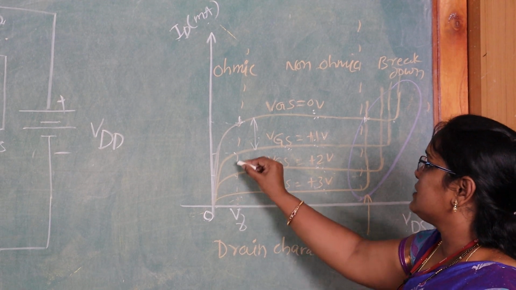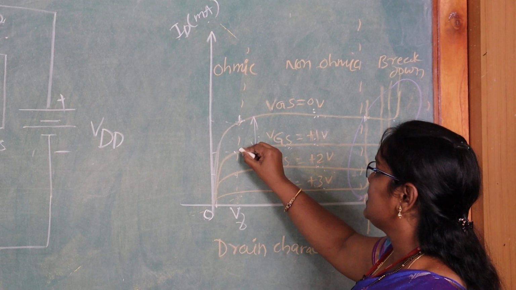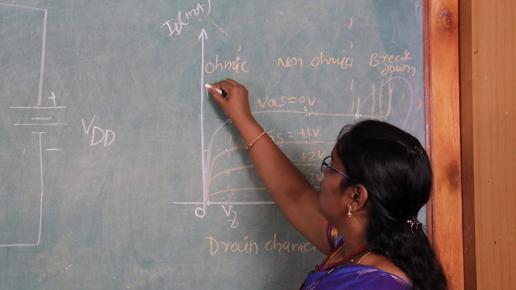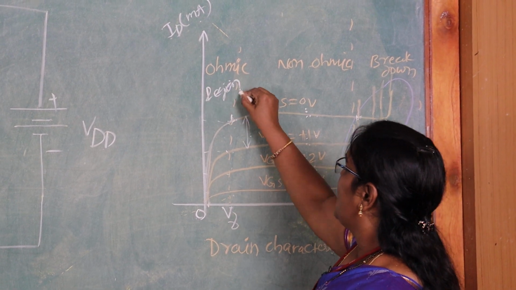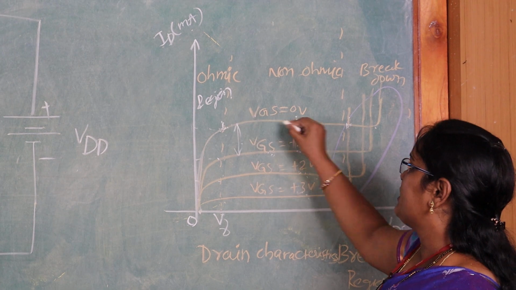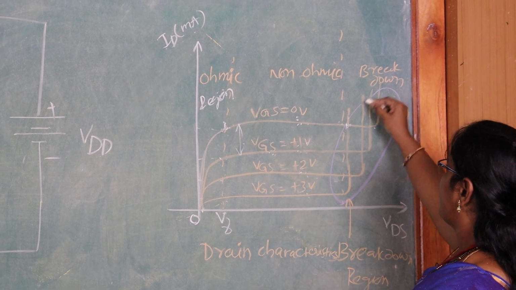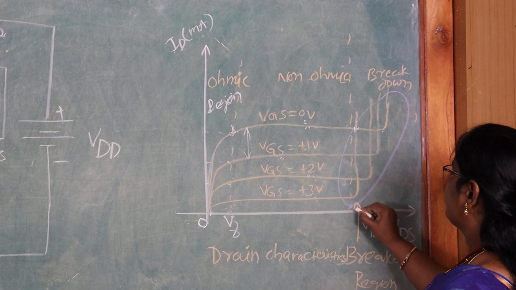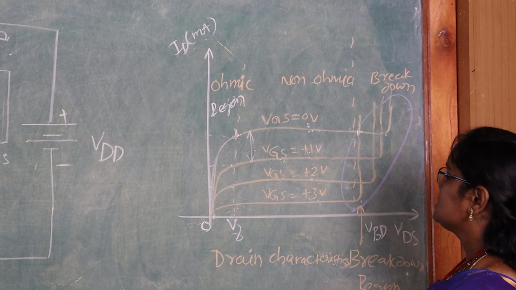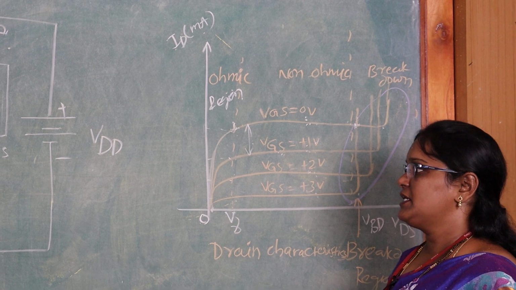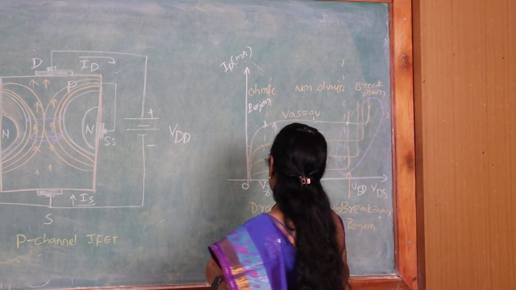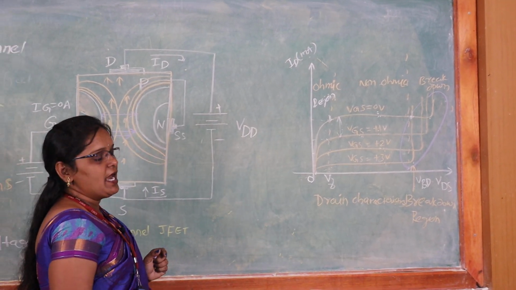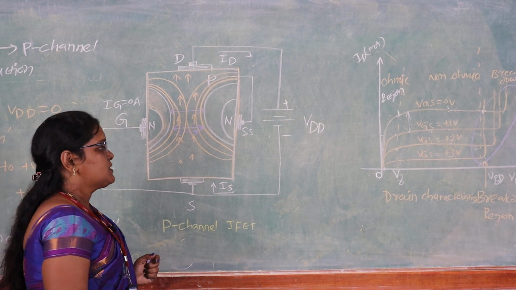So this region at which we are having linear relationship is called the ohmic region, and this is called the non-ohmic region, and the voltage at which we get the breakdown is called the breakdown voltage. After this breakdown voltage, we will be getting a sudden rise in the drain current. These are called drain characteristics. Similarly, we will be having transfer characteristics also.